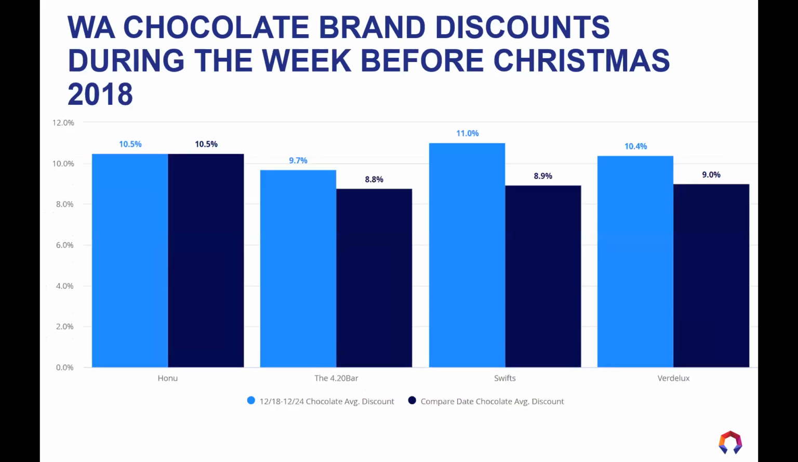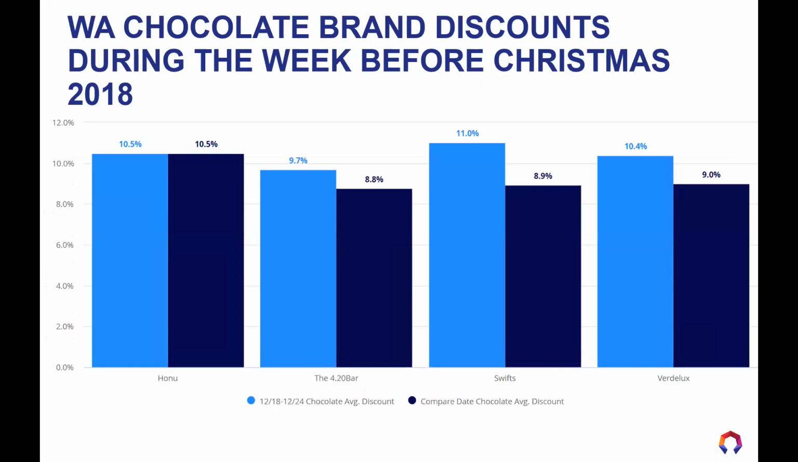Okay, here we've got a really stark difference from 420. Hanu, the top selling chocolate brand on the week before Christmas, they did not increase their average discount at all. The other top brands had some slight increases, but much smaller than what we saw in 420. Remember how Swift's increased their discounts by nearly 6 times?